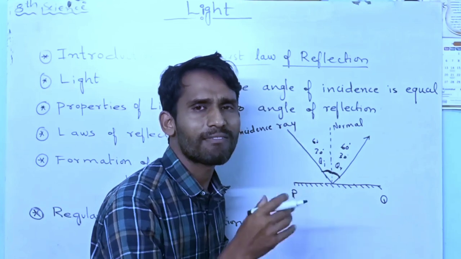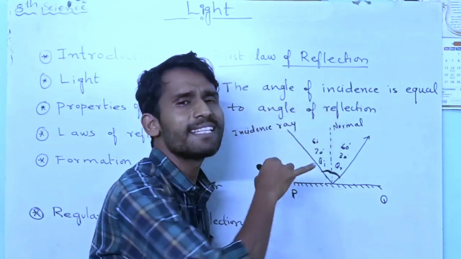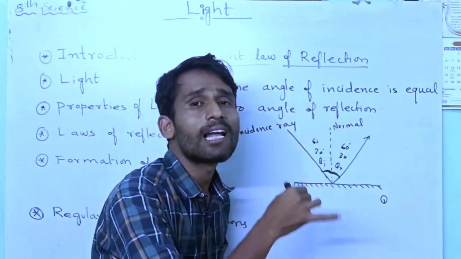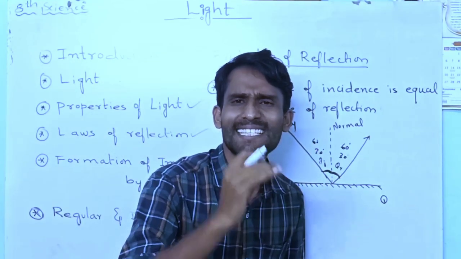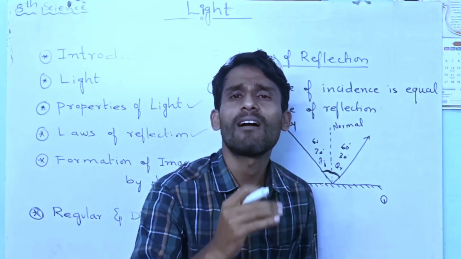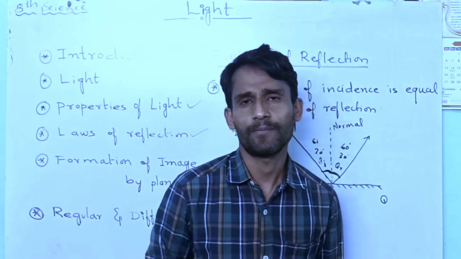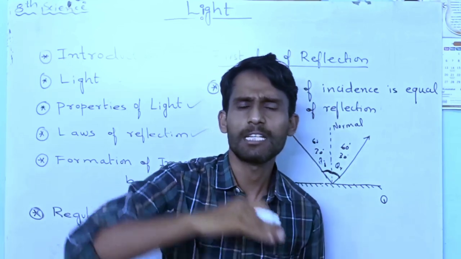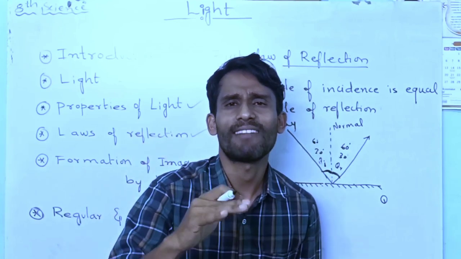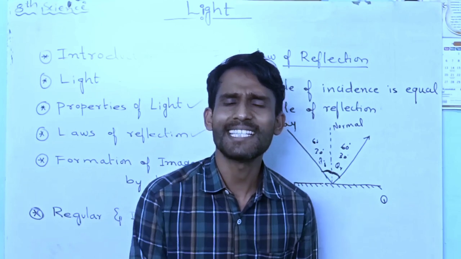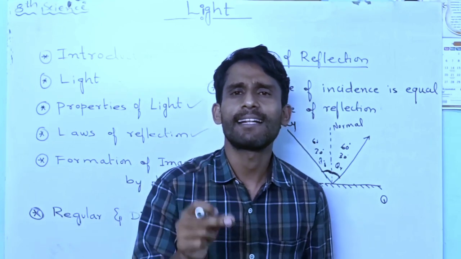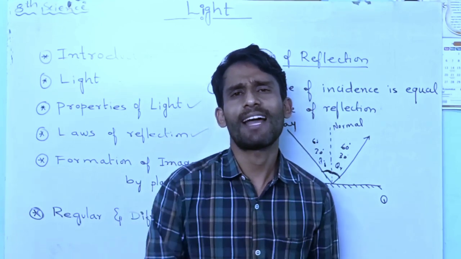We know the first law of reflection is the angle of incident is equal to angle of reflection. The ray which falls on a polished surface we call the incident ray, and when that is reflecting back, we call it the reflected ray. Dear student, the first law of reflection says that the angle of incident is equal to the angle of reflected ray.